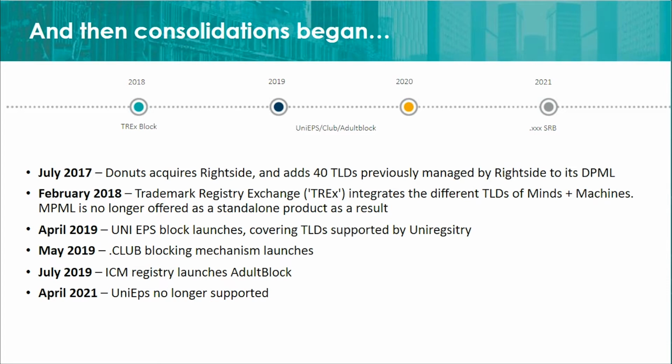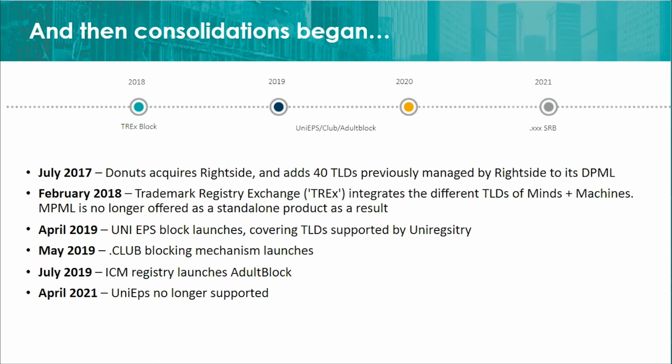In 2017, following the acquisition of Rightside by Donuts, the Donuts DPML block was expanded, and it added additional extensions previously managed by Rightside into its blocking mechanism. Then in 2018, the Trademark Clearinghouse came out with their blocking product, and that product integrated extensions from Minds and Machines. As a consequence, the MPML block is no longer offered as a standalone product, and the TREX, as it's called, came into existence.